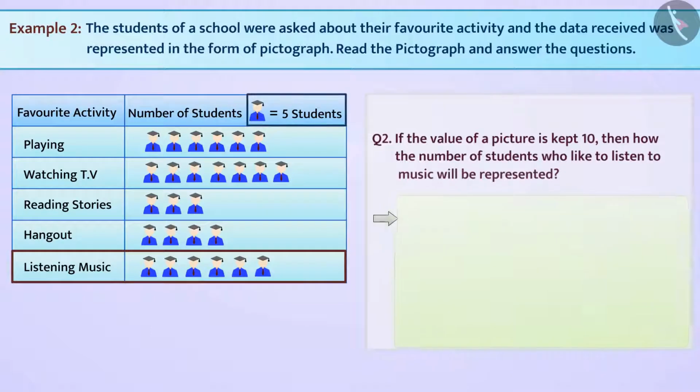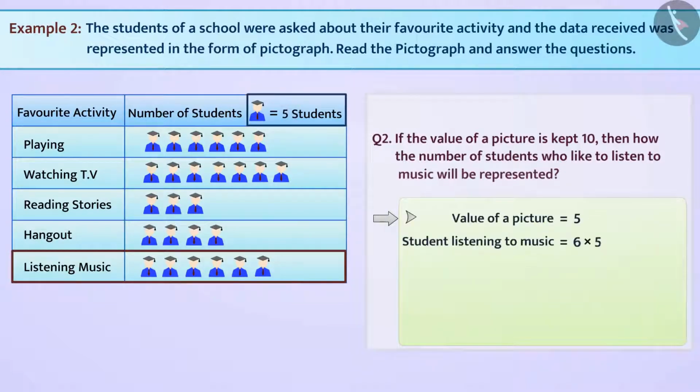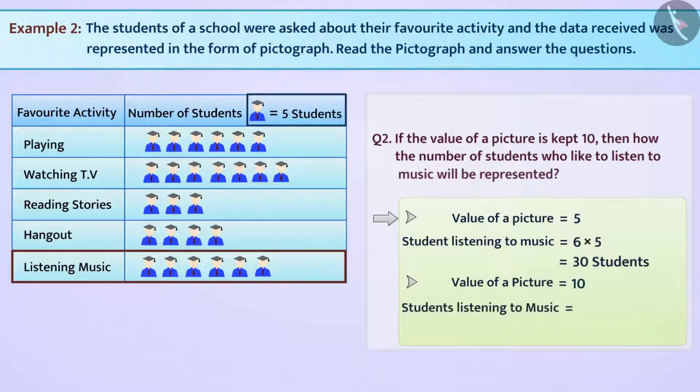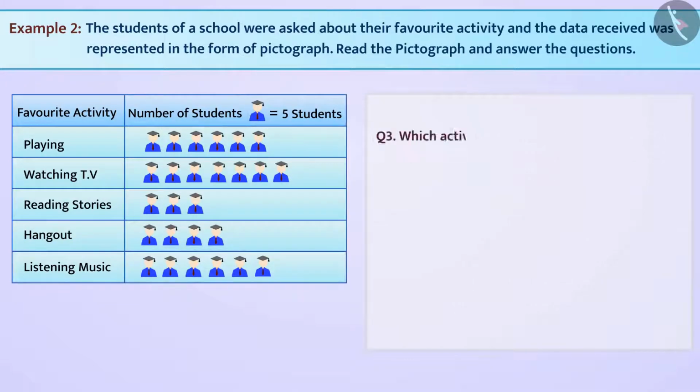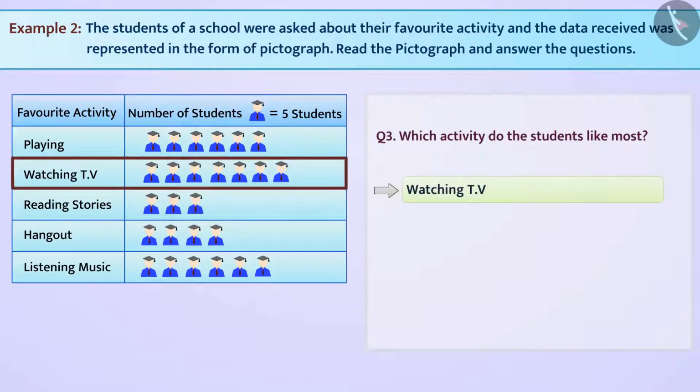Since the value of the picture is 5, we can say that 6 multiplied by 5 is equal to 30 students like music. If the value of one picture is taken as 10, then we have to make 30 divided by 10 is equal to 3 pictures. Which activity do the students like most? Seeing the pictures, we know that the students like watching TV the most.